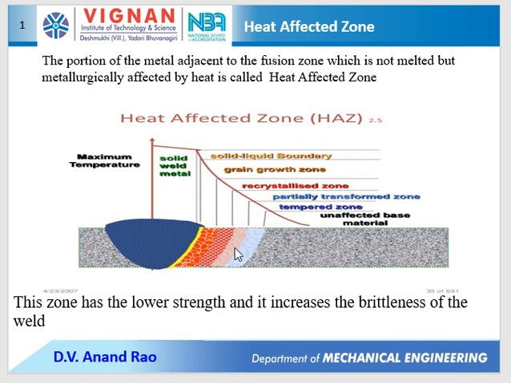After that, the tempered zone. In this, the metal will be heated up to the lower critical temperature. After that it will be cooled. Due to this, it will be subjected to a tempering operation. After that, the heat will not be sufficient to change the grain structure. That's why this zone will be similar to the base metal. This entire region is base metal.